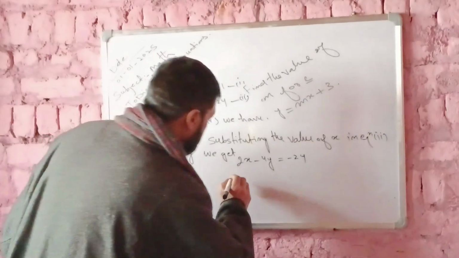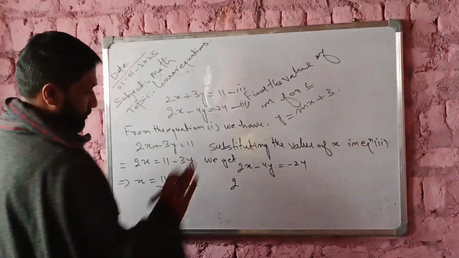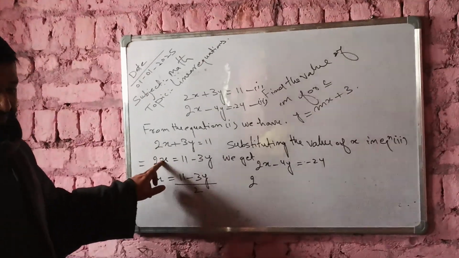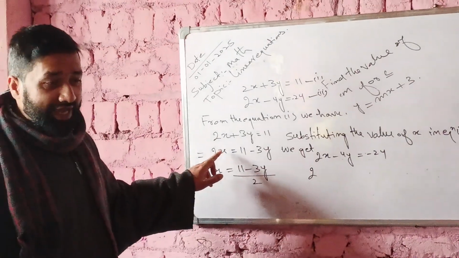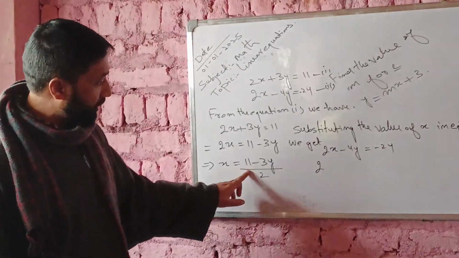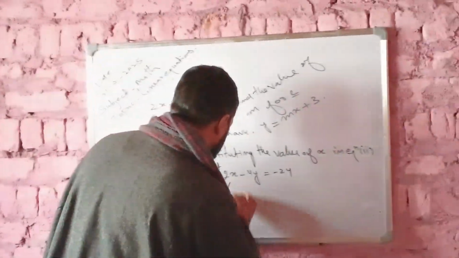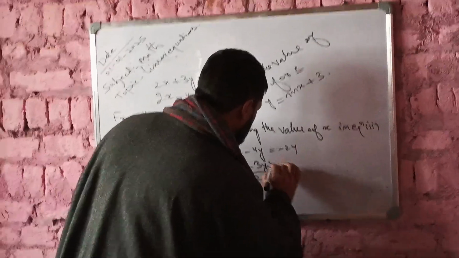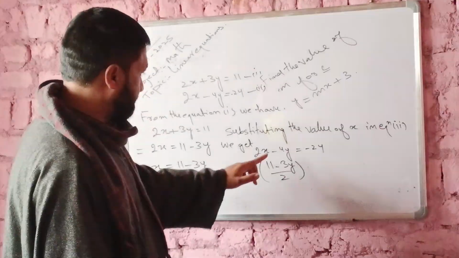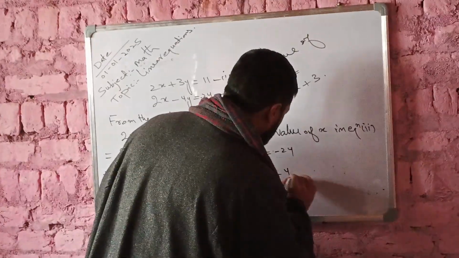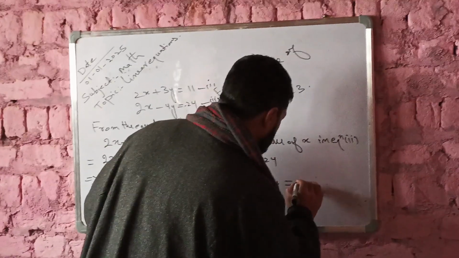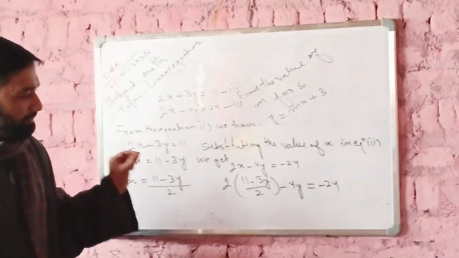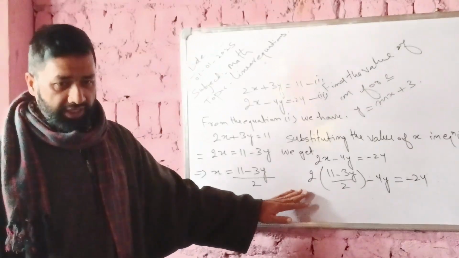Instead of writing this x, I have to write down the value of this variable. And what is the value of this variable? 11 minus 3y divided by 2. And what remains there? Minus 4y is equal to minus 24. Did you understand every bit up to here? Yes, sir. Any doubts? No, sir.